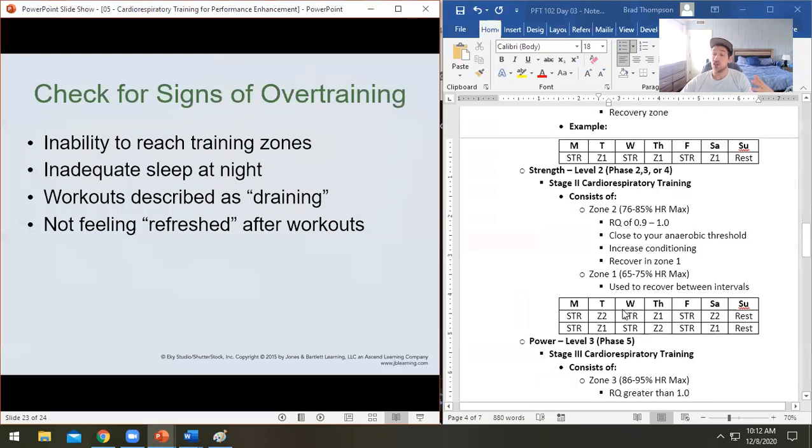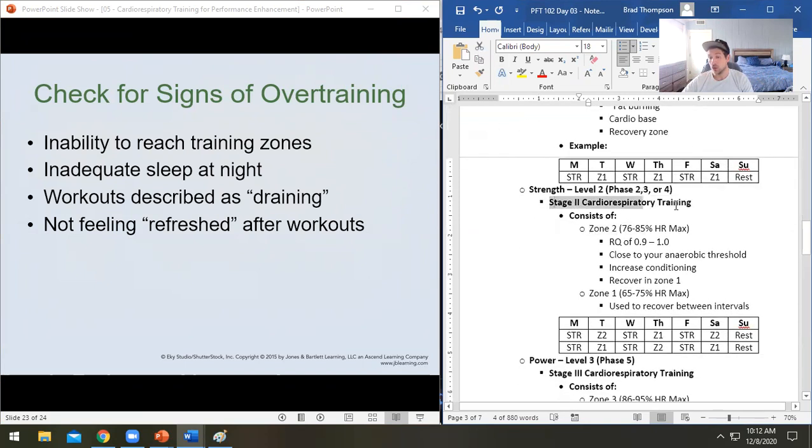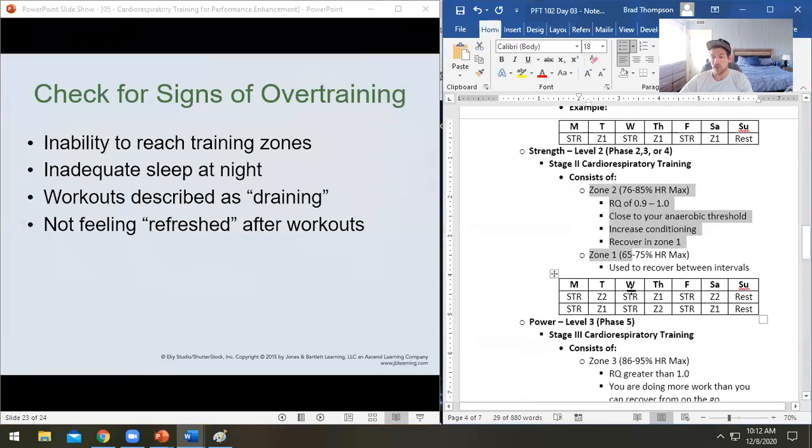Normal clients, you're going to start to incorporate zone 2. So zone 2, again, 76 to 85% of your heart rate max, right? This is for increasing your conditioning, but you are going to recover in zone 1. So you'll see here, stage 1 consists of zone 1. Stage 2 consists of zone 2 and zone 1 because you recover in zone 1.